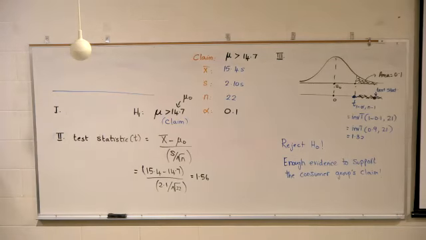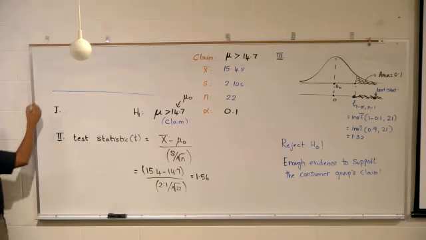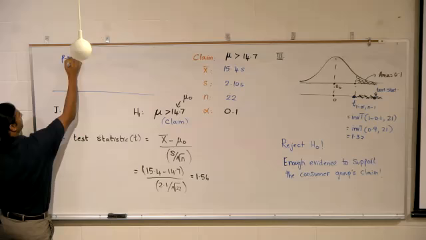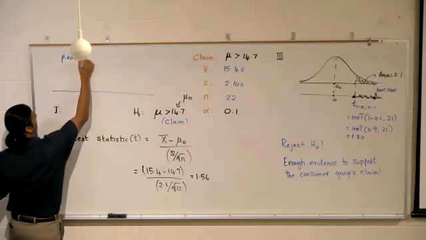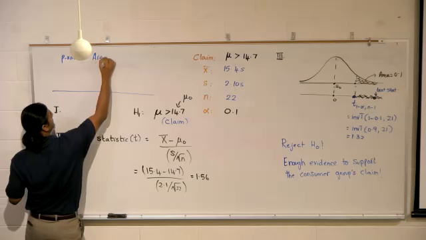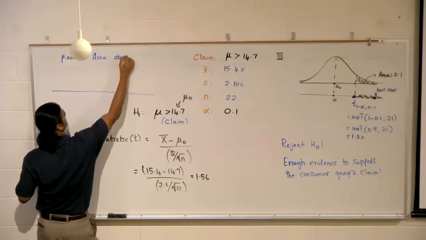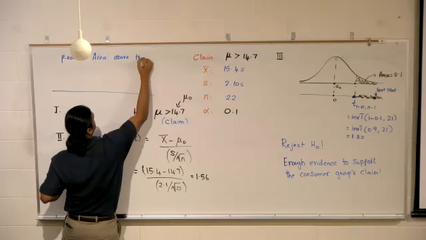We have a right tail test. So the p-value is the area above the test statistic.